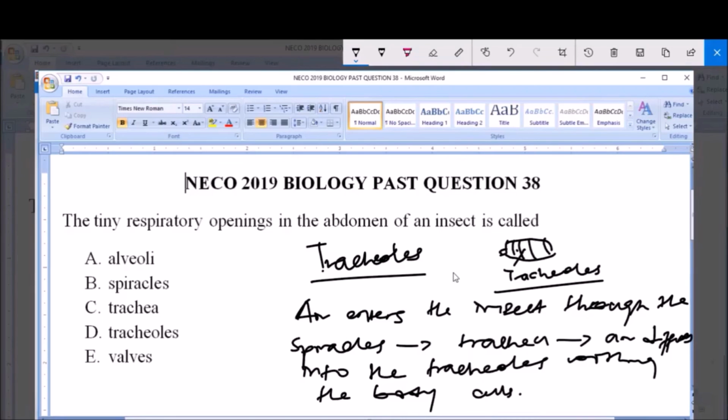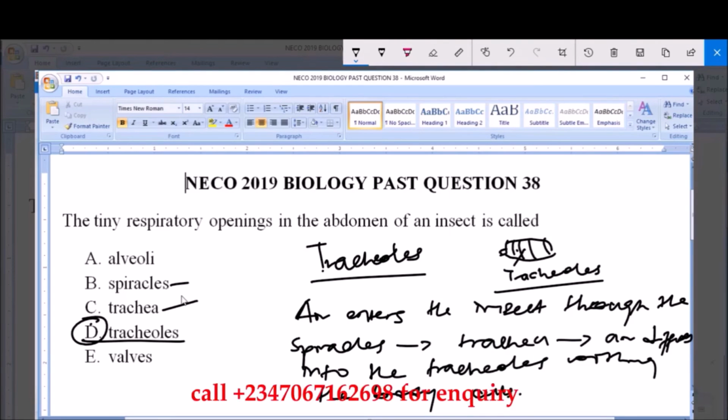So the tiny respiratory openings in the abdomen of an insect are the tracheals, and that is option D. Like I said, air enters through the spiracles, then goes into the trachea of the insect, and then diffuses into the tracheal ends within the body cells, and then goes into the environment.